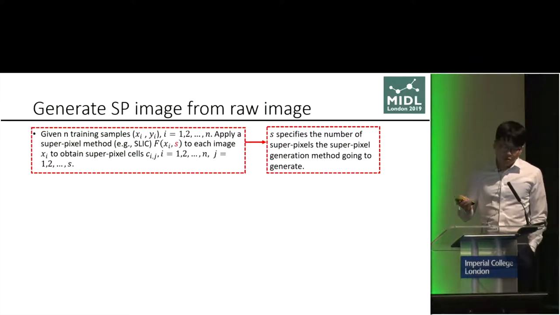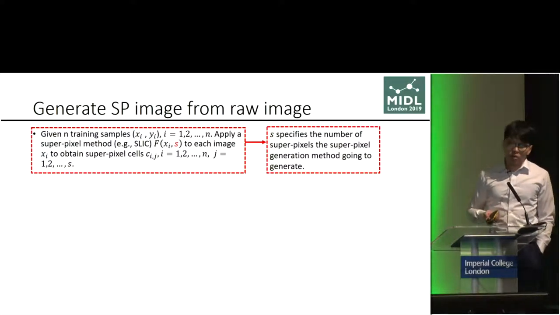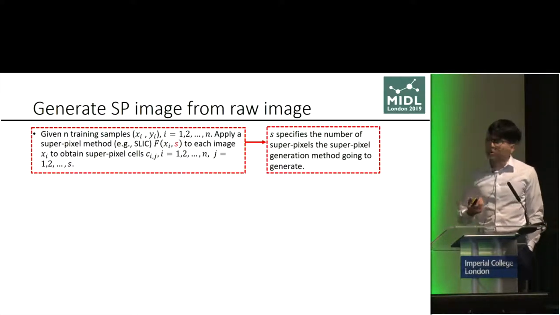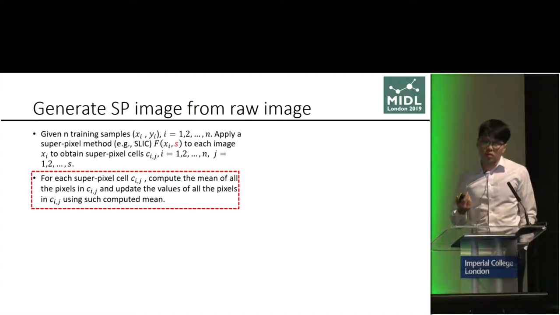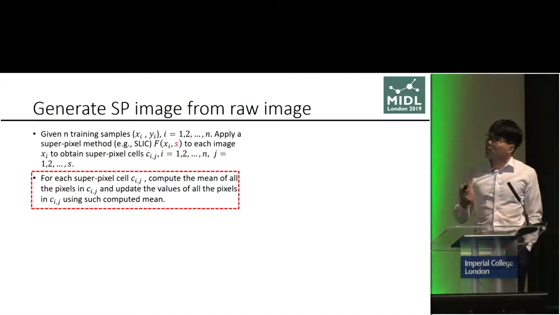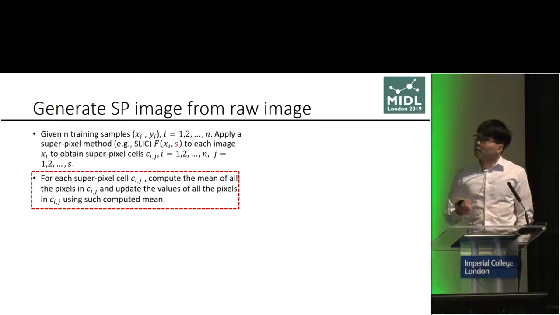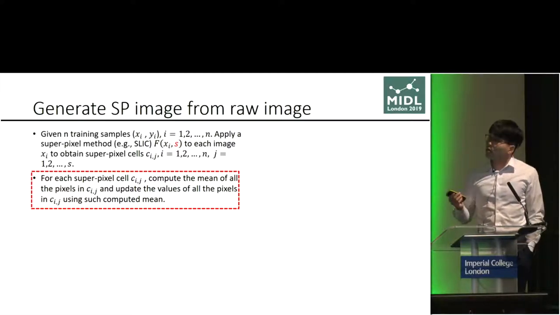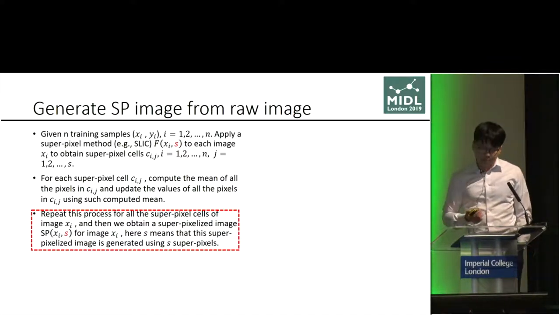So let's jump to the first one. Generating the SP image from the raw data is actually quite simple. You first apply a superpixel segmentation method on your image, and you obtain some superpixel cells. Each cell contains some pixels. Then you calculate, for example, the mean value of the pixel values inside every cell, and then you assign this calculated mean back to all the pixels inside every cell. You do this for all the cells and all the images in your training data, and essentially, you get the SP images from the raw data.